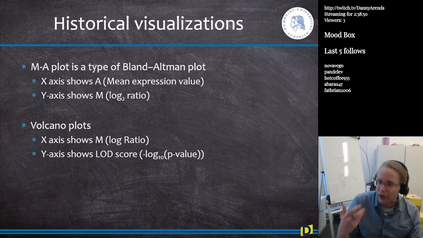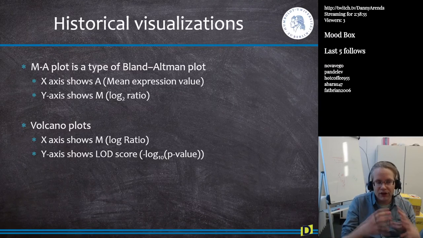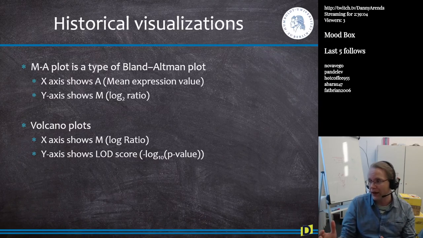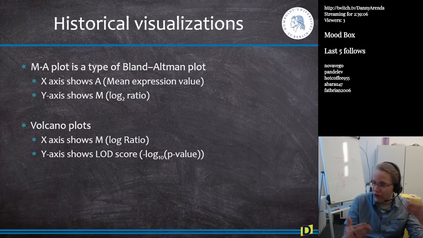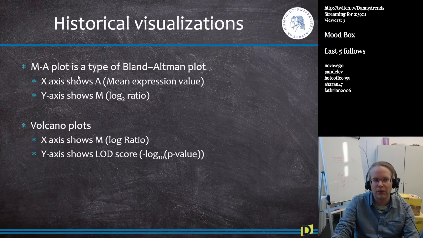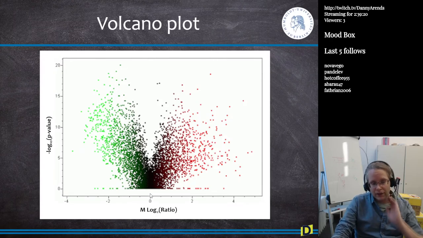So why do we use the significance here? That is because if there's a lot of variation, then it might be that the difference between the two groups is big. But if the variation in these groups is also big, then it's not really interesting because the difference is not that significant, right? And this is something that the MA plot does not show you. So a volcano plot looks like this. And these are really nice plots to make. So this is one I think that Manuel did. And what we see here is the log 2 ratio, so M.